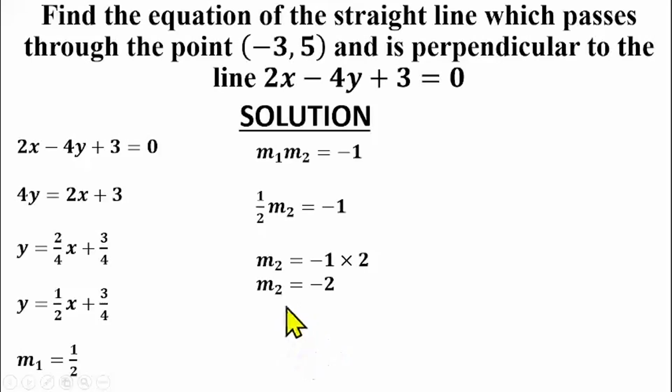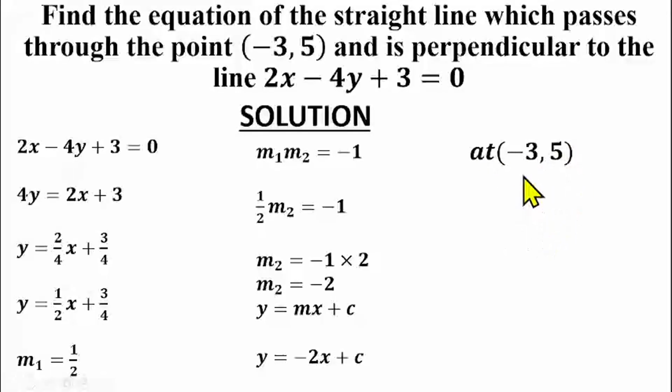But we know that the equation we are looking for is a linear equation as well, which is going to take the form of the general equation of a straight line, which is y equals mx plus c. So the m is minus 2. If you put that here, you have y equals minus 2x plus c. All we need to find is the c, which is the y-intercept. So we can use the point that the line passes through. At minus 3, 5, it means that our x is minus 3, and our y is 5. You need to put those here.